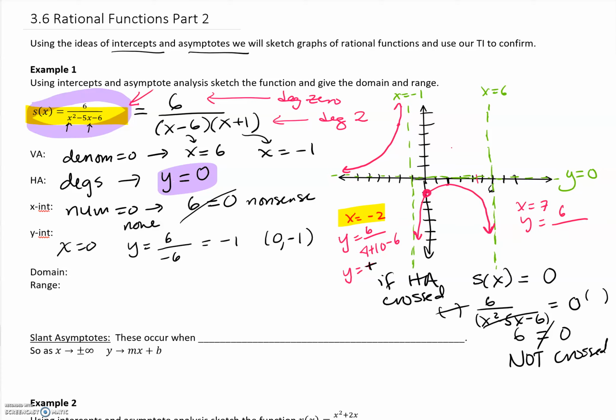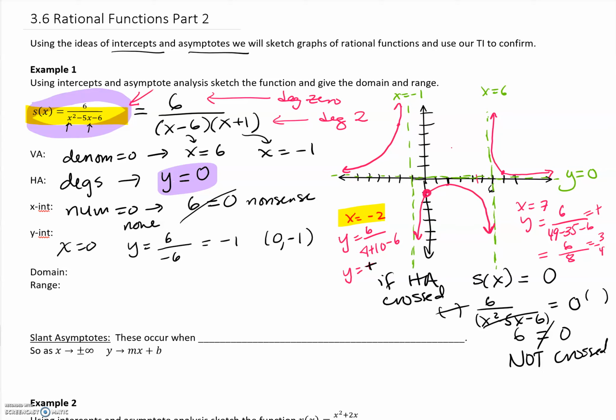So y is going to be 6 over 7 squared is 49, 5 times 7 is 35, minus 6, and it looks like that's going to be also a positive number. So I don't care, it's going to be somewhere up here. If I actually do the math, it's going to be 6 over 49 minus 41, I guess, 8, that's going to be a small positive 3/4. So it's going to be somewhere here, and that means it has to approach that asymptote and that asymptote. So roughly speaking, that's what my graph looks like.